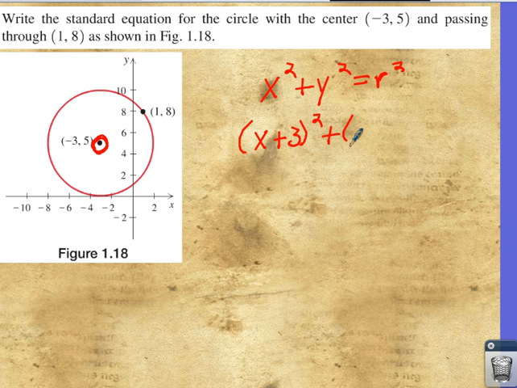And go ahead, Brett, with the second part. How am I going to shift it up 5? Subtract 5 from my y. So that takes care of my center.